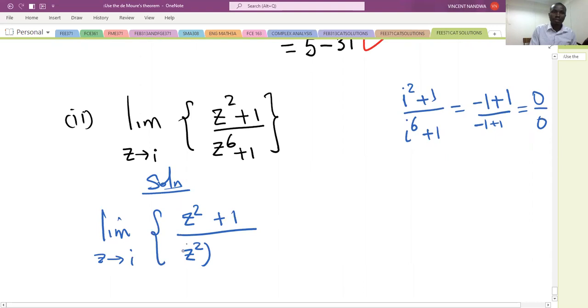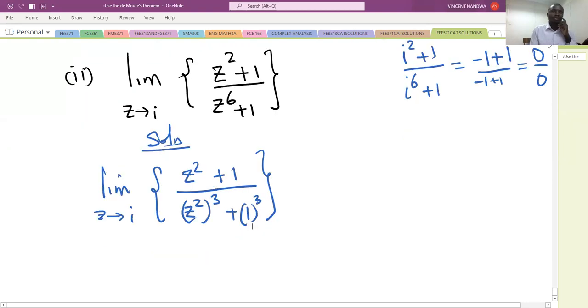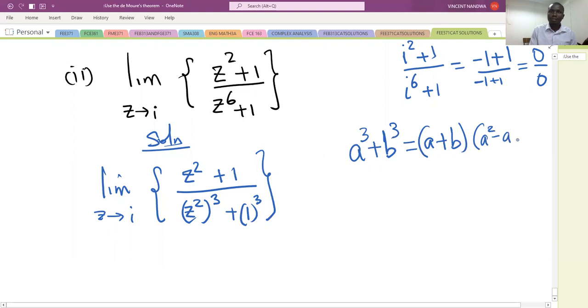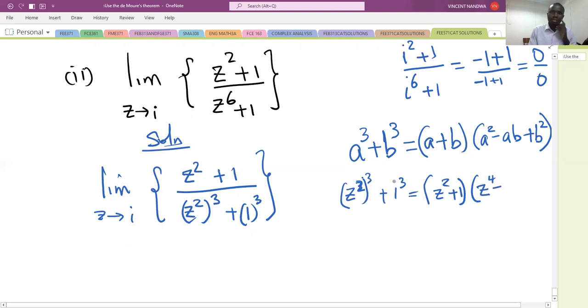z to the power 6 can be written as z squared to the power 3, and then 1 can be written as 1 to the power 3. So we'll do factorization of this denominator using the identity a cubed plus b cubed is given by a plus b times a squared minus ab plus b squared. So this is factorization of a cubed plus b cubed. In our case, we have z squared cubed plus 1 cubed, so our a is z squared, our b is 1. So a squared gives z to the power 4, and then minus a times b, which is z squared, and b squared is 1.